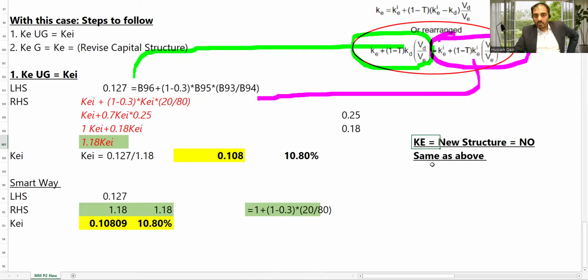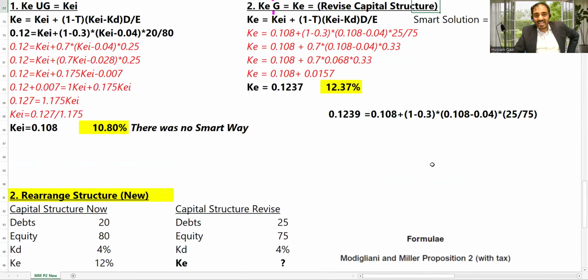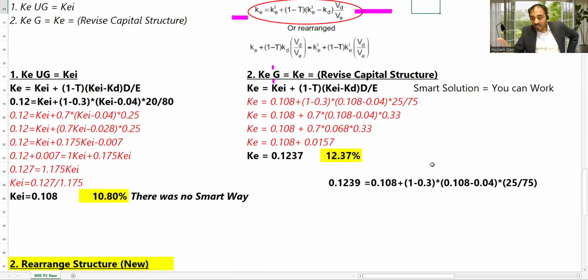What does that mean? Because the issue was not related to geared KE. Smart calculation working, it's not the matter of concern for KE. With the previous structure, you can use smartly to identify the KE, geared KE with MM proposition 2.